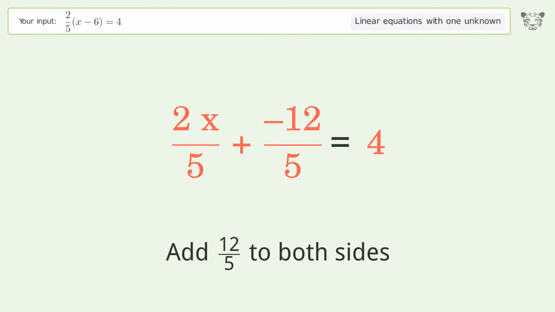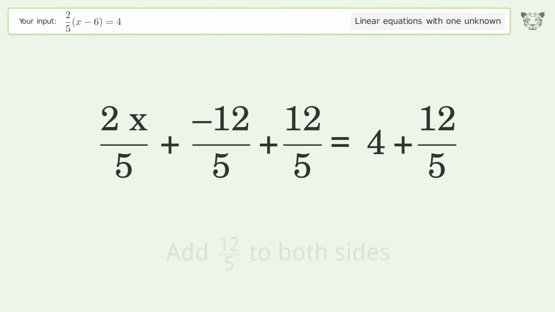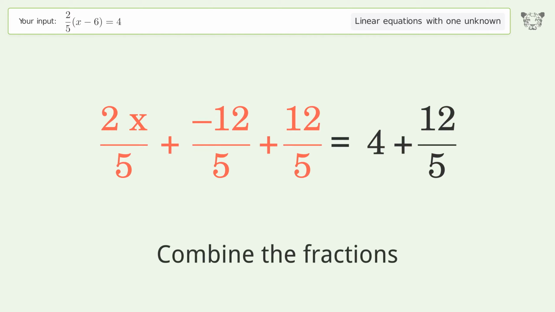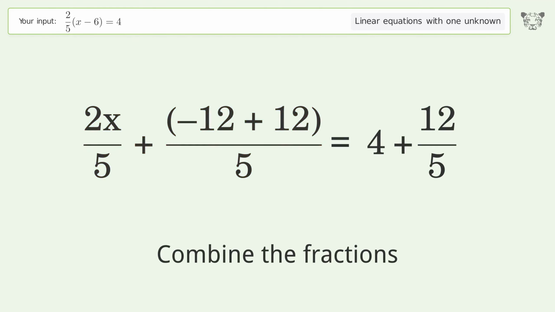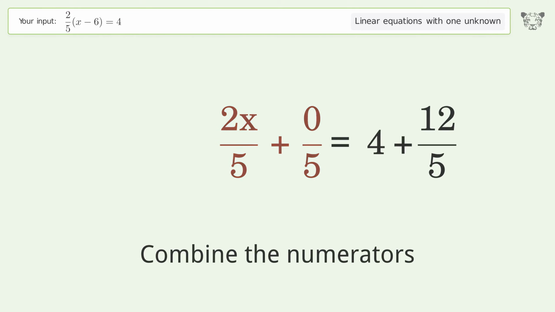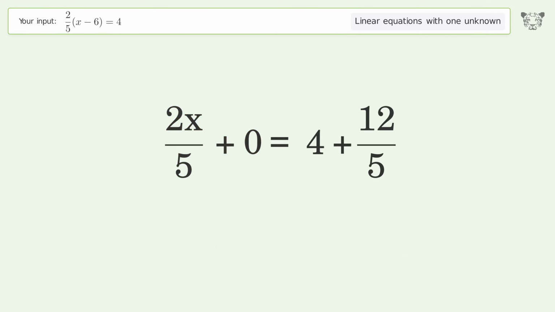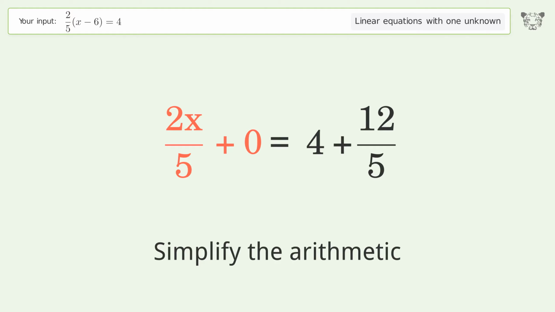Add 12 over 5 to both sides. Combine the fractions. Combine the numerators. Reduce the zero numerator. Simplify the arithmetic.